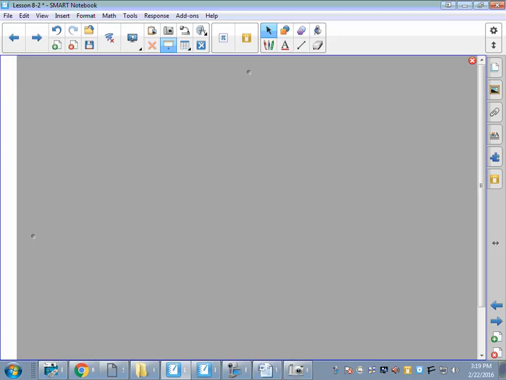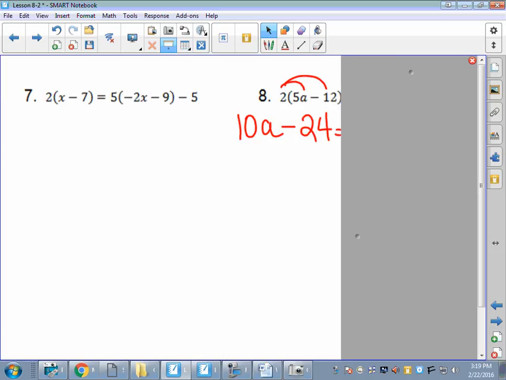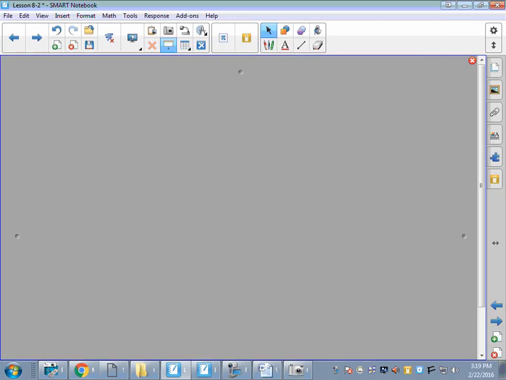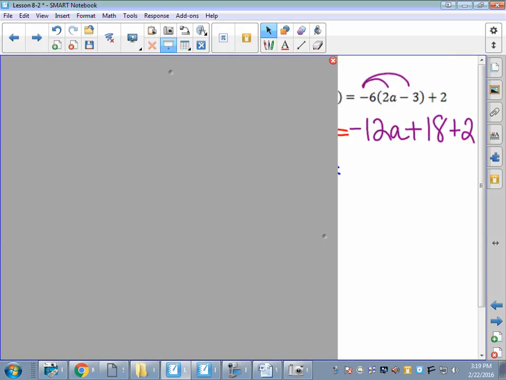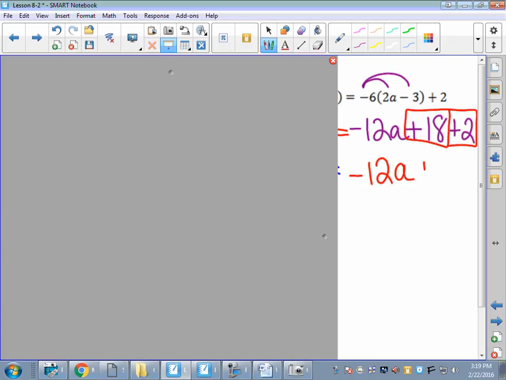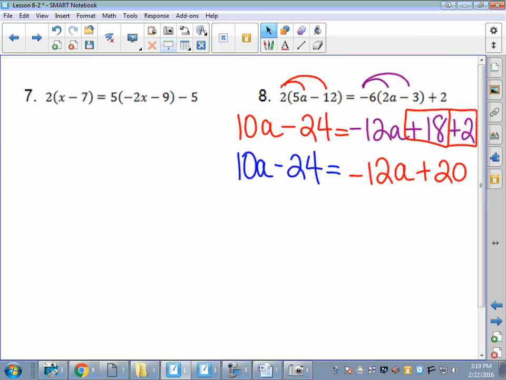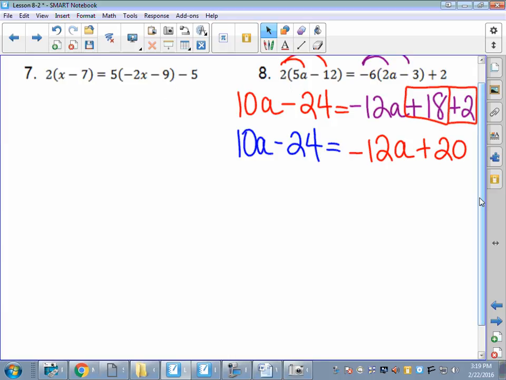So if you look at the left-hand side, that red side, are there any like terms to combine? I got nothing. I got a 10a minus 24. If you look at this other side of the equation, are there any like terms to combine? I notice I've got an 18 plus 2. So negative 12a stays by itself, and then plus 20. Now that I've combined like terms on each side, I've just made it simpler. Now I'm going to get all my a's to the left, numbers to the right.